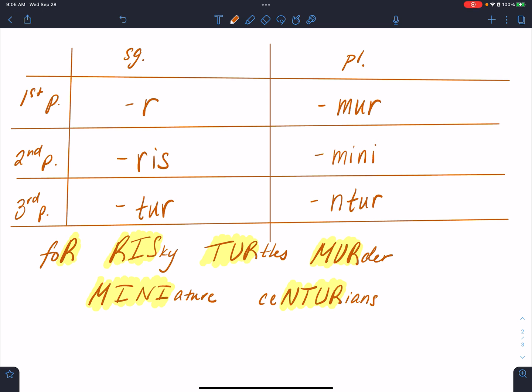Okay, fair. So what's nice about these passive endings is that you can just slap these onto the stem of the verb in all conjugations. It's the same, it's not going to be different, which is super nice.